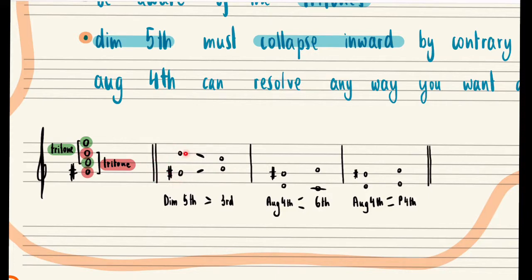But if I swap these two notes, and if I have the G sharp on the top and the D on the bottom, this is what I get, an augmented 4th.